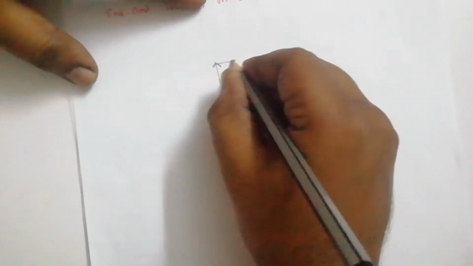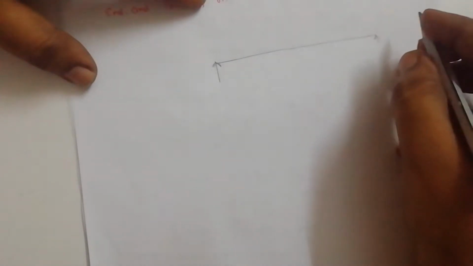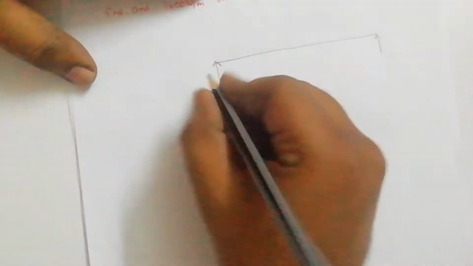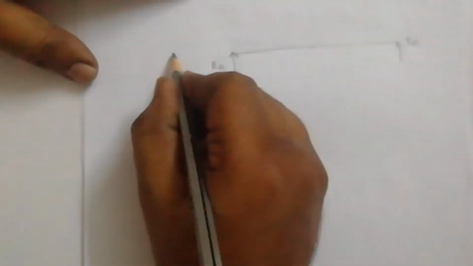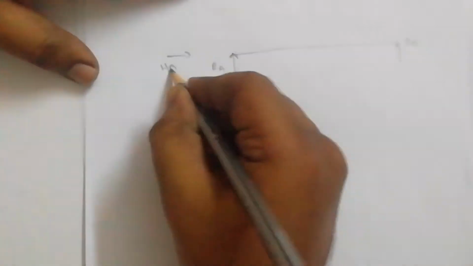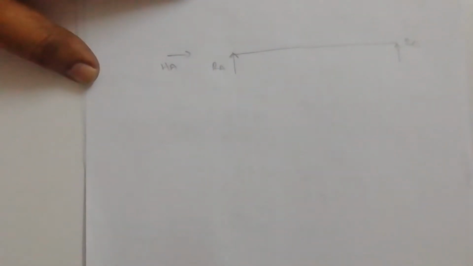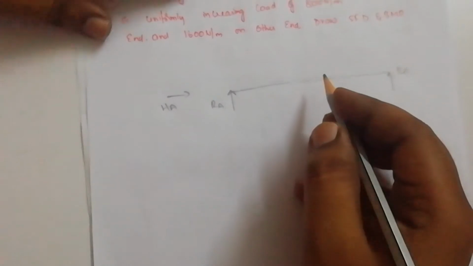As per the given question, first of all it is a simply supported beam. So the beam will be supported by two reactions in the upward direction, at one point RA and at the other point RB. Along with that, at one point you will have a horizontal reaction. I have drawn the beam. Now let us apply the load.